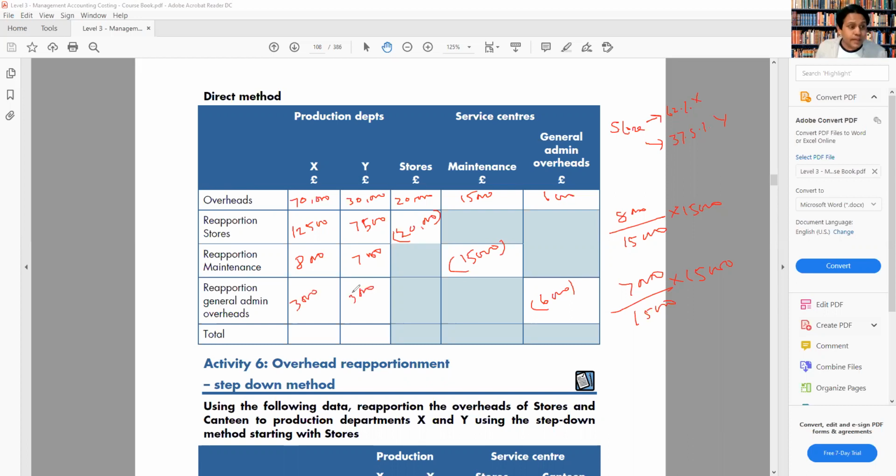All right. So now we can see all the service department cost is vanished. So we have 0, 0, and 0. And all of this cost moved to the production. Can we have the total for X and Y? We have 70 plus 12,500 plus 8 plus 3, 11,000. So that will be 93,500. Very good. And for Y, 30 plus 7,500 plus 7,000 plus 8,000, 47,500.